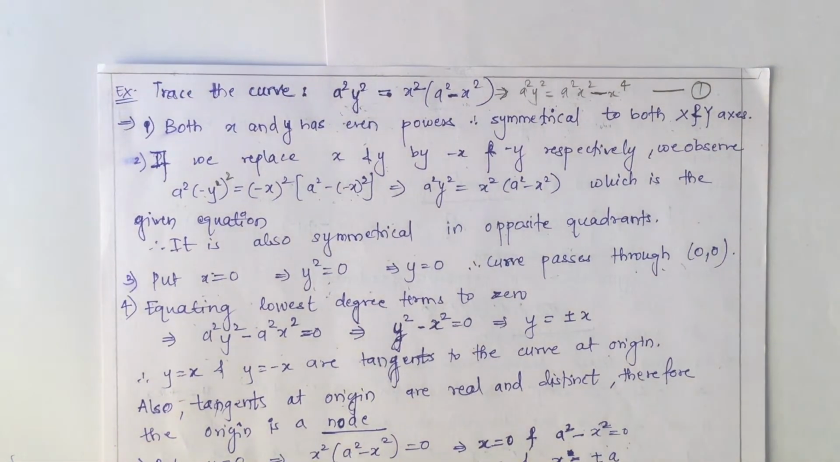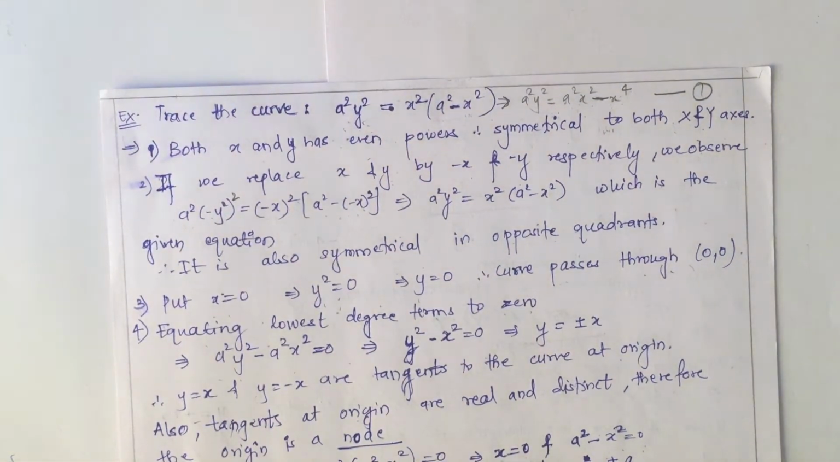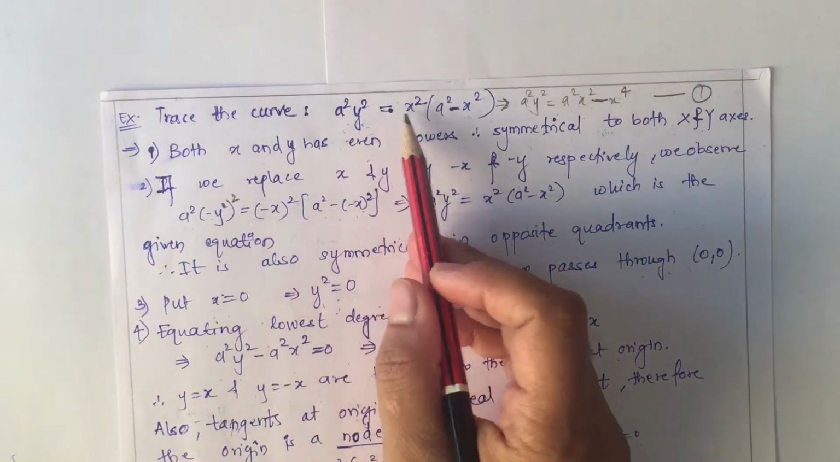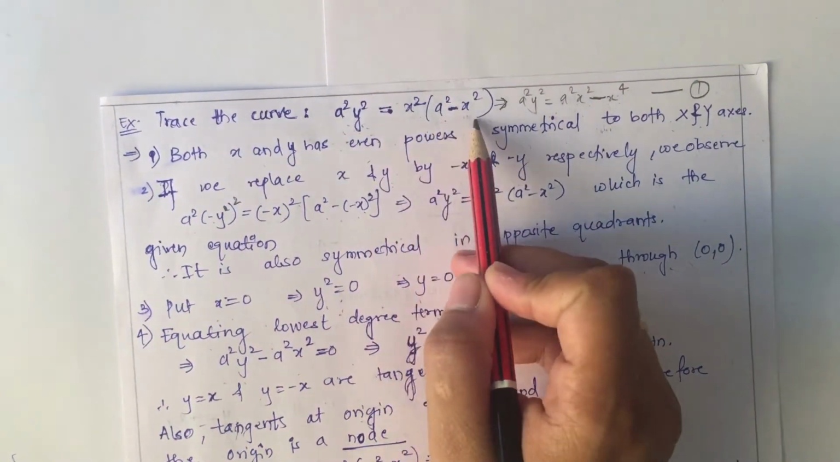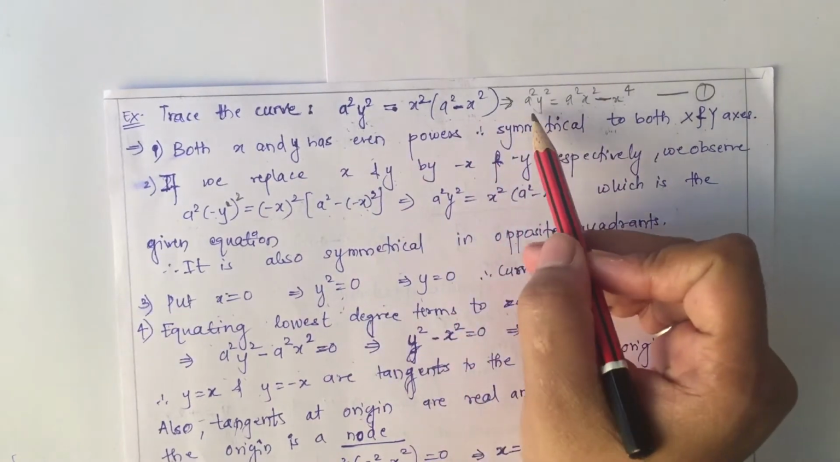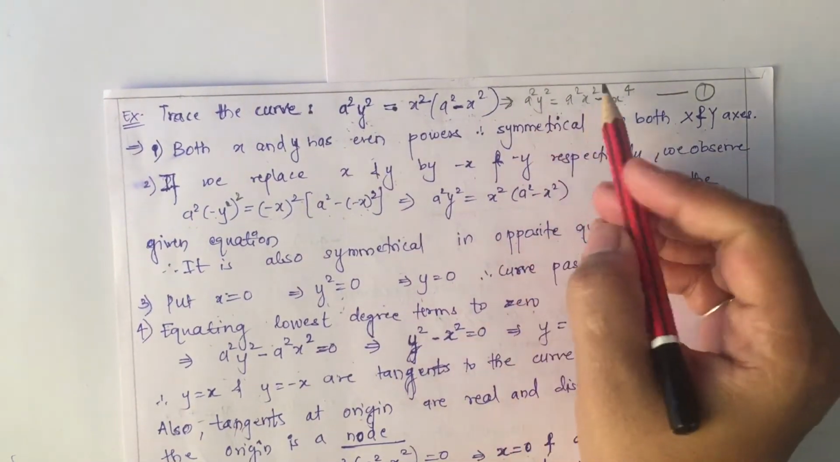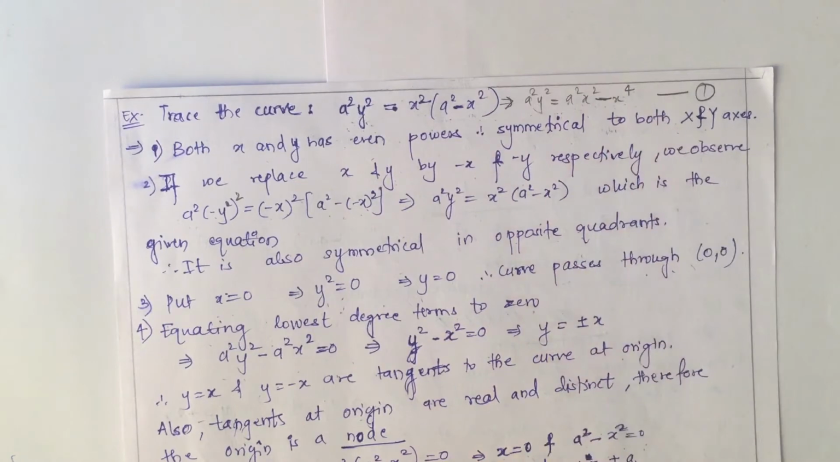Hello friends, let us see one more example. Trace the curve a y square equal to x square into a minus x square. We write the equation as a square y square equal to a square x square minus x raised to 4.